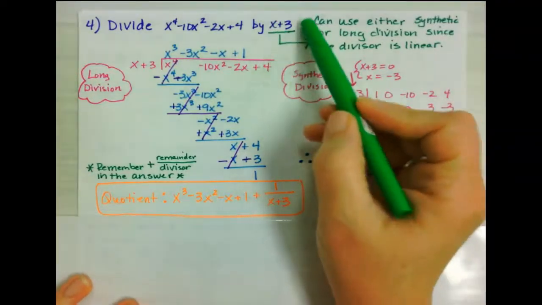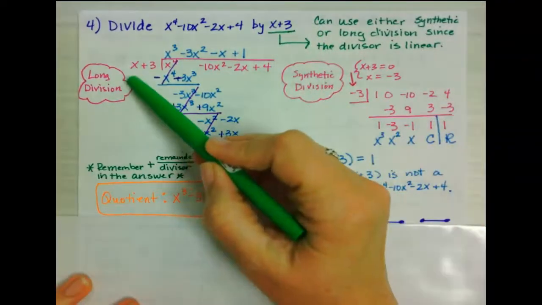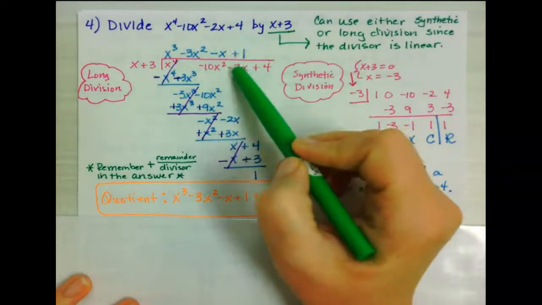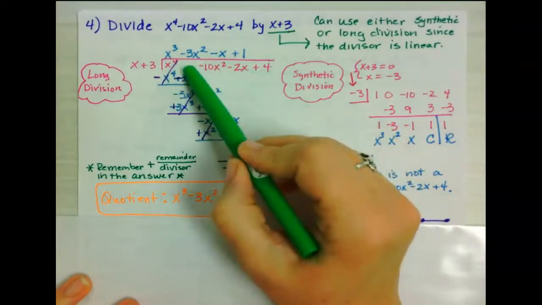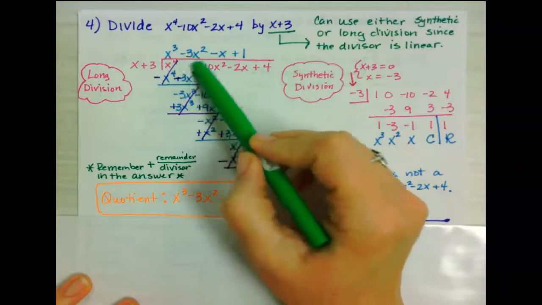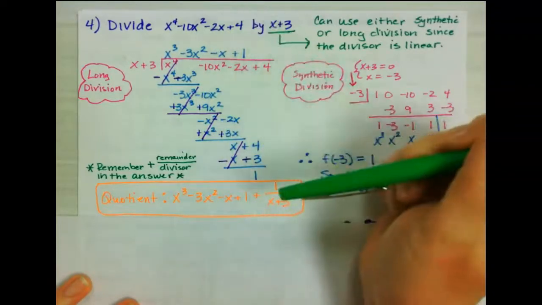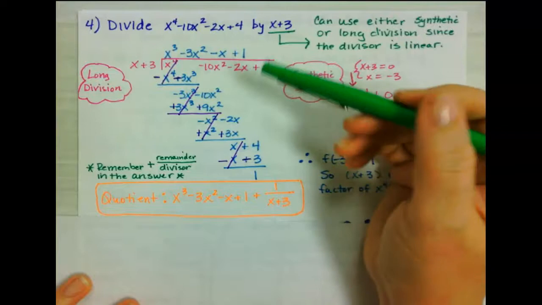Okay, so if I do long division, here is my divisor out here. Here is my dividend, which goes underneath. Notice that I don't have a power of 3, so I left a little space in case a power of 3 crops up in my division.